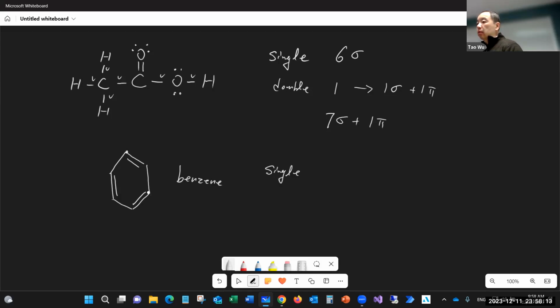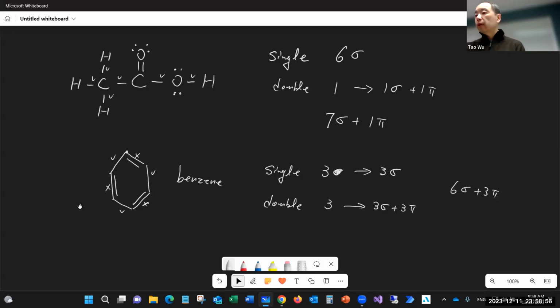Just count how many single bonds they have, how many double bonds they have. Single bonds: 1, 2, 3. So this has 3 sigma from the 3 single bonds. How many double? 1, 2, 3. Also 3 double bonds. So 3 single bonds mean 3 sigma. 3 double bonds mean 3 sigma plus 3 pi. Make sense, right? Then you add them together. This has 6 sigma plus 3 pi. Are you clear?